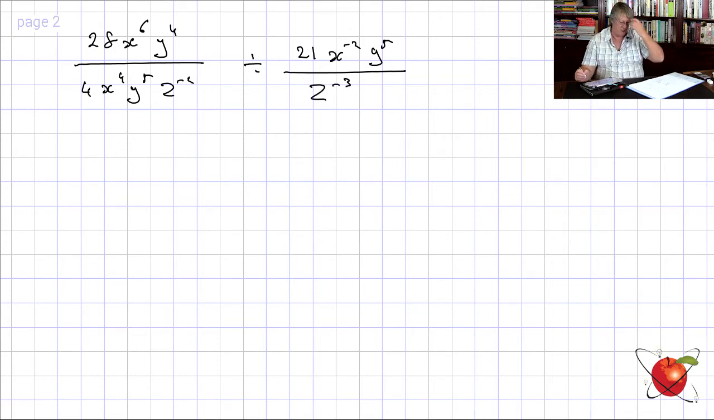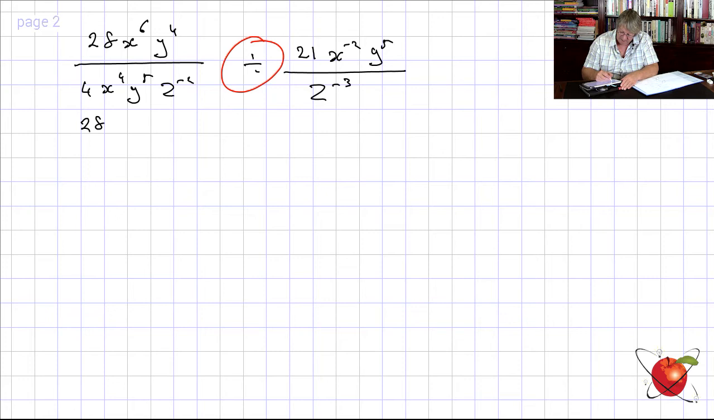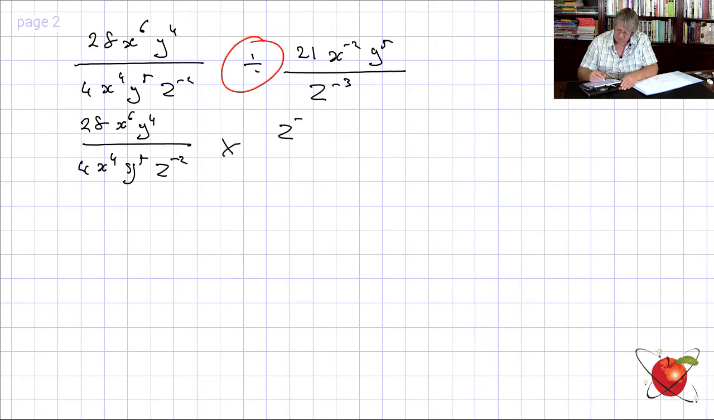Okay? Right, hang on. There's a step in my process missing. You need to tip and times. So let's rewrite: 28x to the 6th, y to the 4th, over 4x to the 4th, y to the 5th, z to the minus 2, times z to the minus 3. Remember? Okay, it's gone up. 21, x to the minus 2, y to the 5.